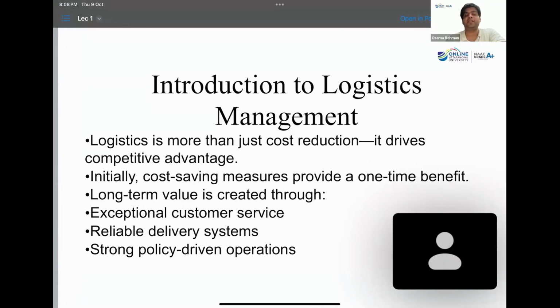It links production with consumption efficiently. It's not about transportation, it's about managing the entire flow of goods and information to achieve customer satisfaction at minimum cost, right? So this is basically the introduction to logistic management.